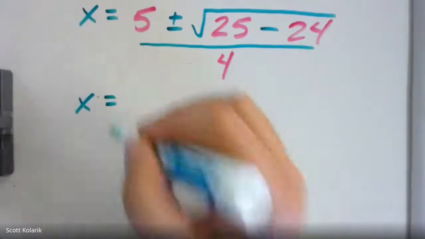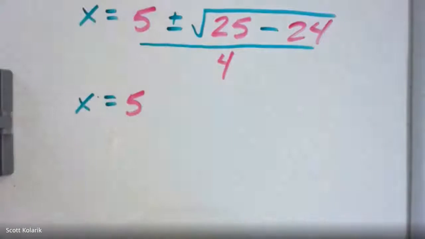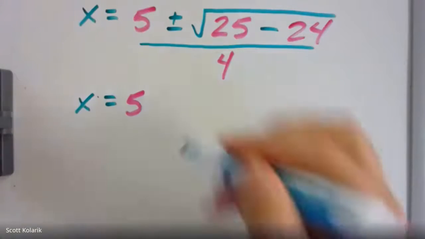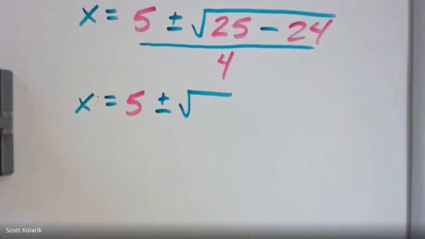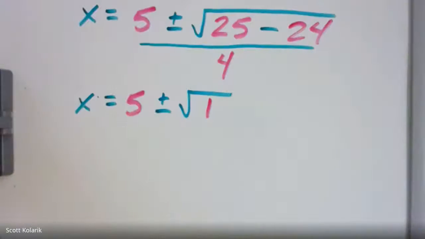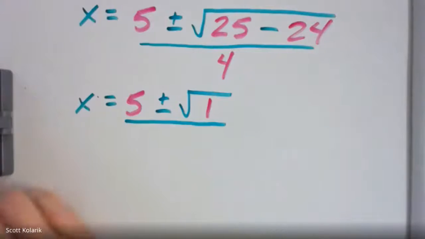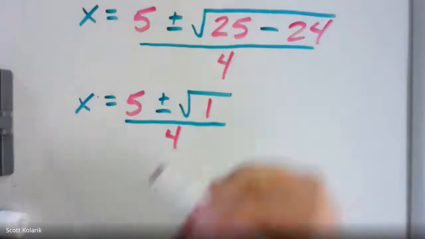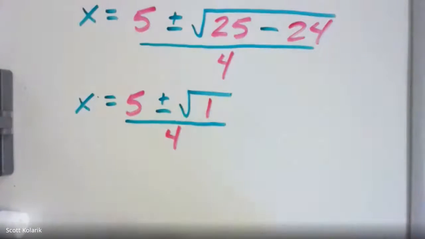So x in this case, that positive 5 is still there just to show what happens underneath that square root. Plus or minus the square root of 25 minus 24. Not that, again, this is very difficult, but that's going to end up being 1. And then this will all be over 4 still. Again, I take the time to do this operation underneath. It will not always be so friendly.